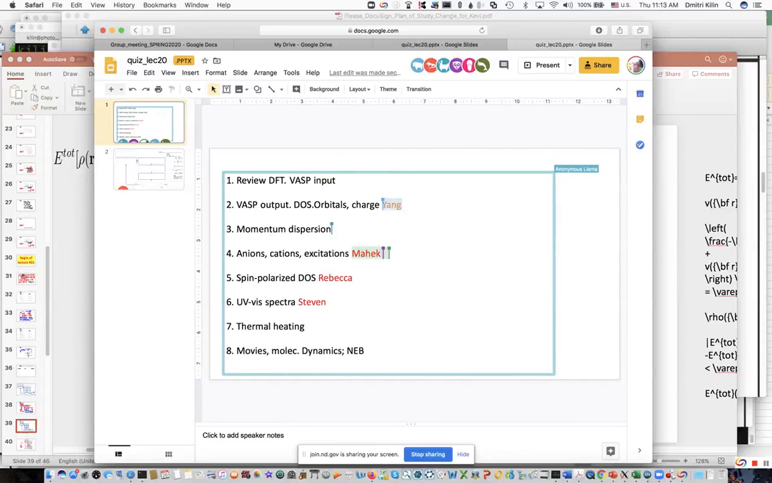Okay. Yang Chao selects DOS. Raju selects VASP input. Okay, I see. And Amir also wants VASP input. Well, keep. If you want more than one type, and then we'll discuss it. Do not hesitate to write more than one.